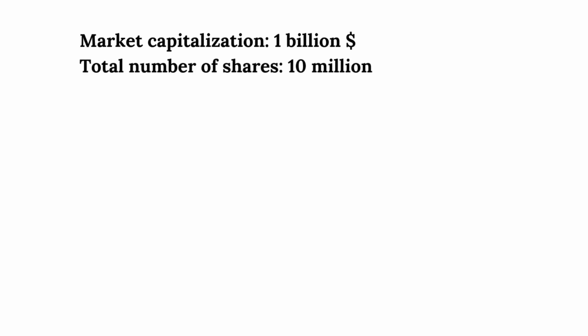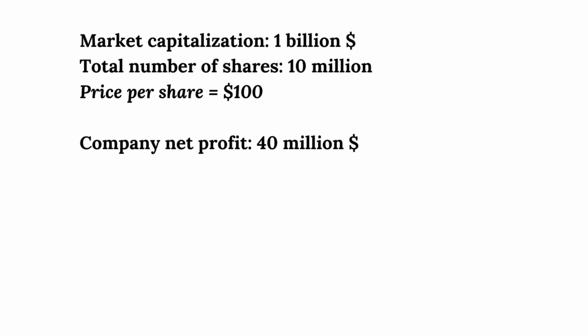Example: a listed company with a market capitalization of $1 billion, 10 million shares outstanding. Mathematically, this gives us a price of $100 for each share. Analysts forecast a net profit of $40 million this year. Mathematically, this gives us a net profit of $4 per share.